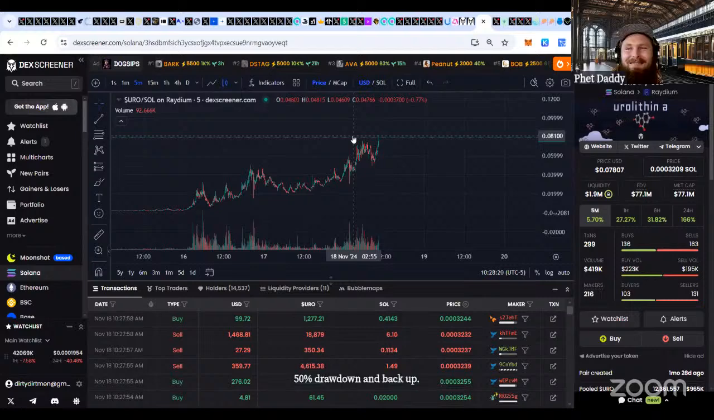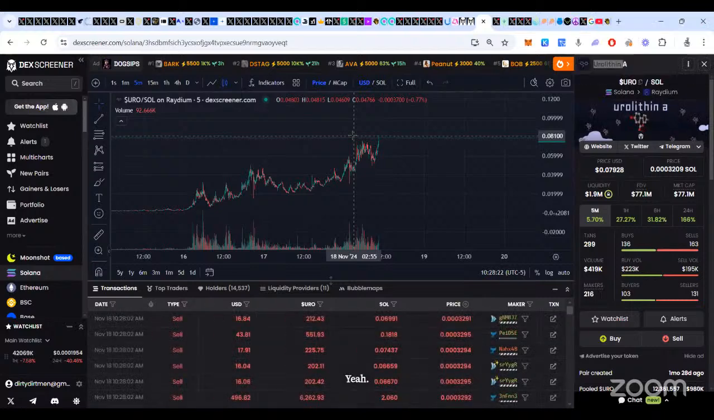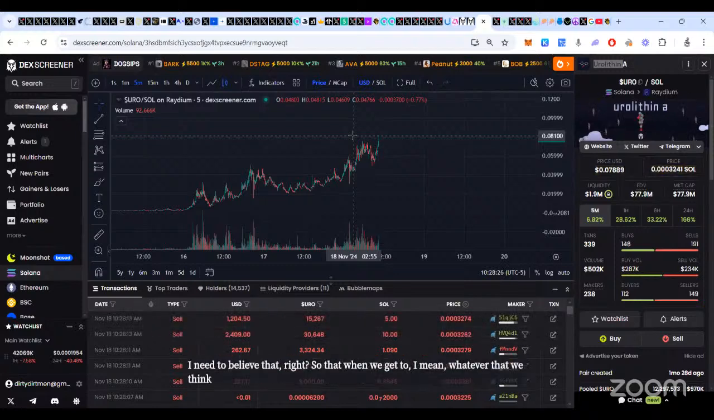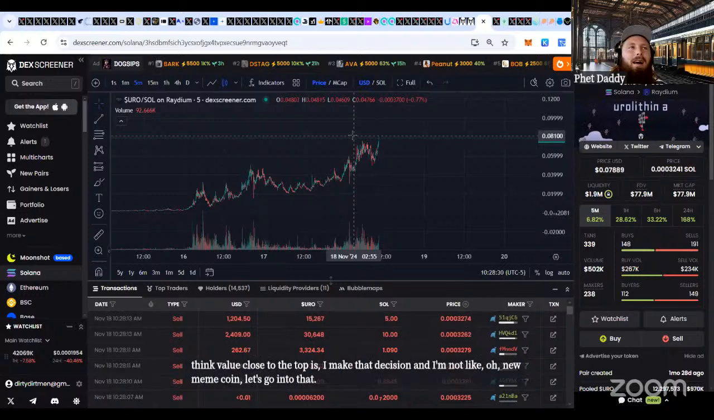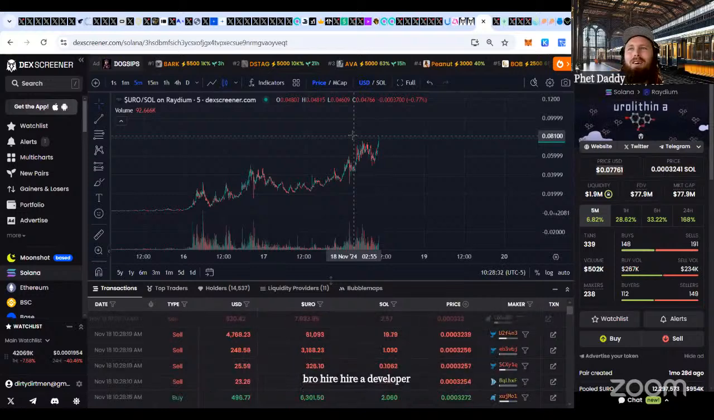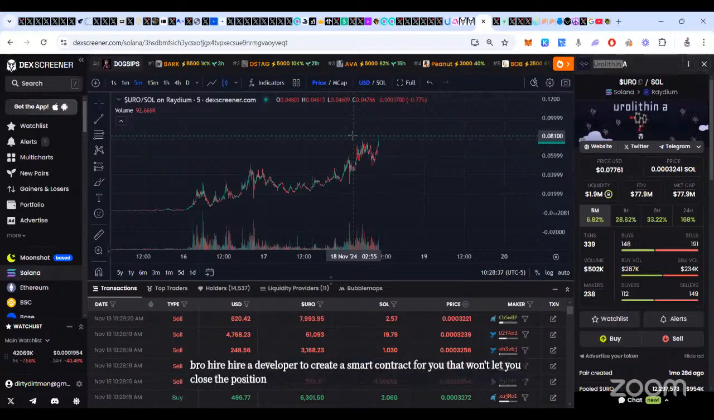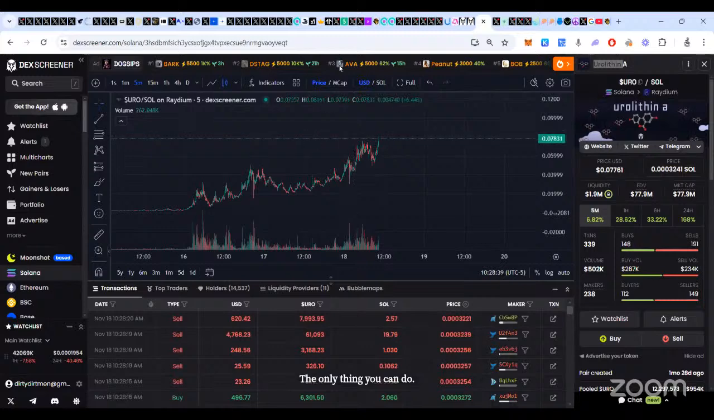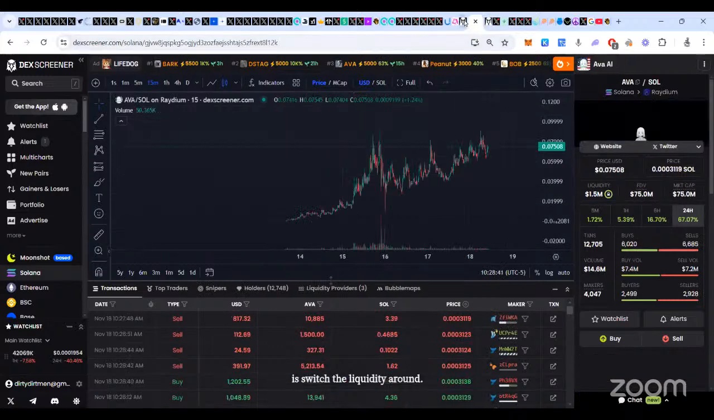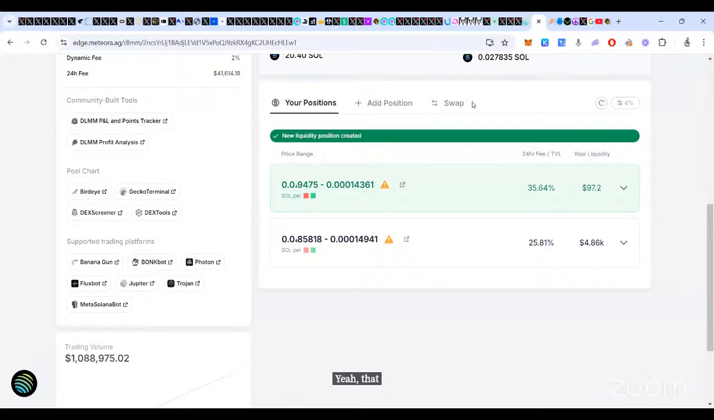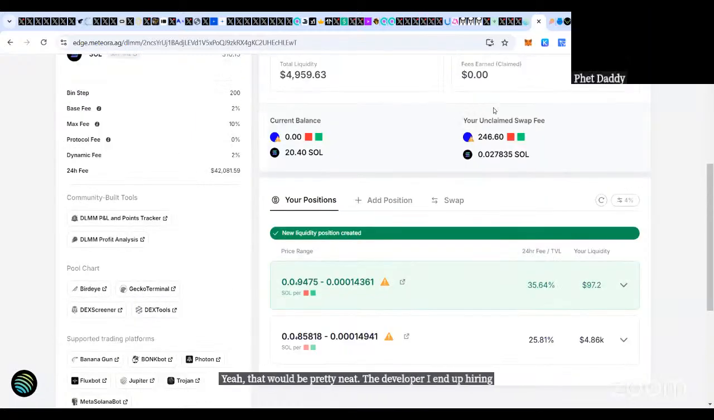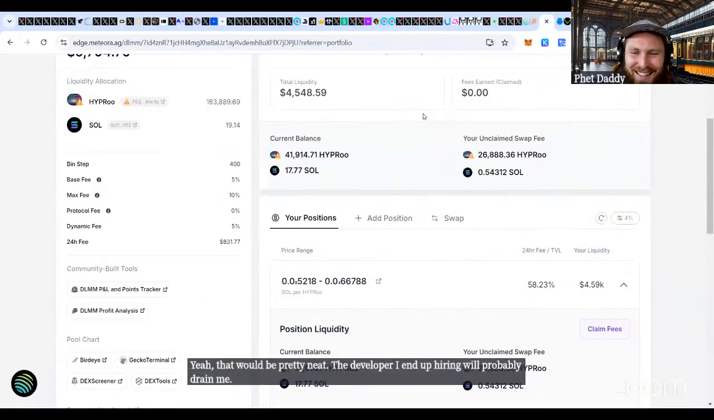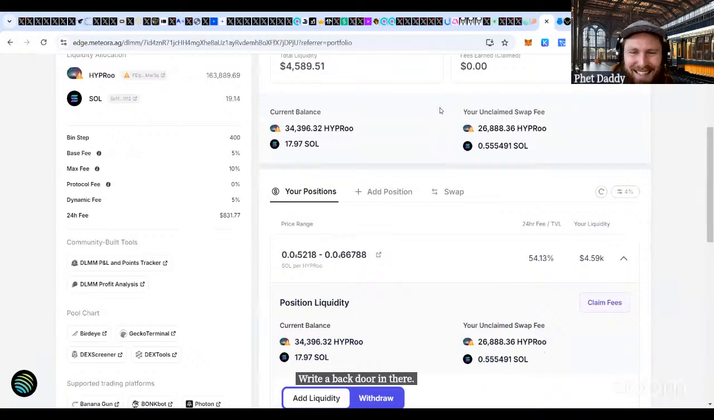Yeah, I need to believe that, right? So that when we get to whatever we think is vaguely close to the top, I make that decision, and I'm not like, oh, new meme coin, let's go into that. Bro, hire a developer to create a smart contract for you that won't let you close the position. The only thing it can do is switch the liquidity around. Yeah, that'd be pretty neat. Though the developer I end up hiring will probably drain me. Write a back door in there. It'd be a bummer.